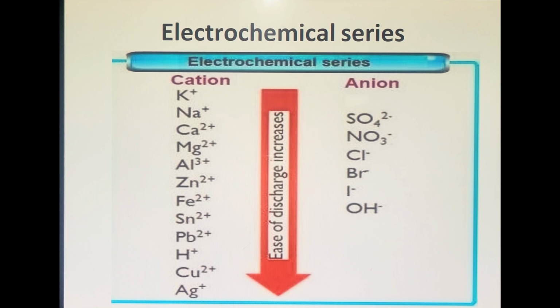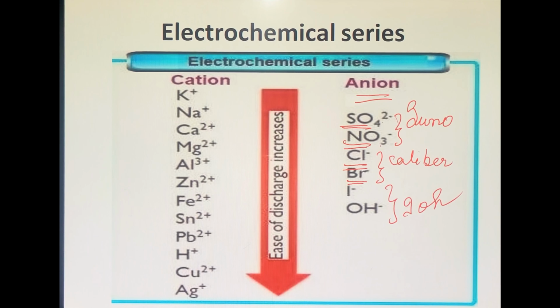Can we start with the electrochemical series of anions? Now, for this also, I will give you a short form to remember. The short form is this: Suno, caliber, which stands for this too, I-O. What is the short form you have to remember, children? Suno, caliber, I-O. So what does this mean?